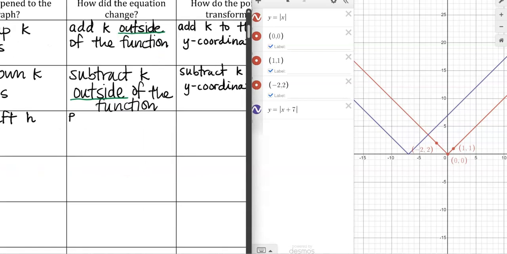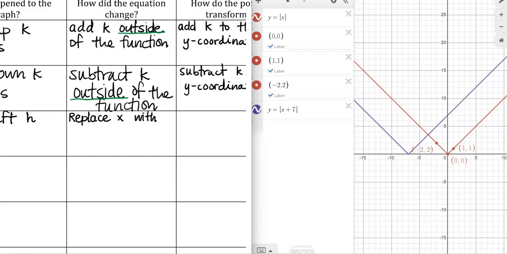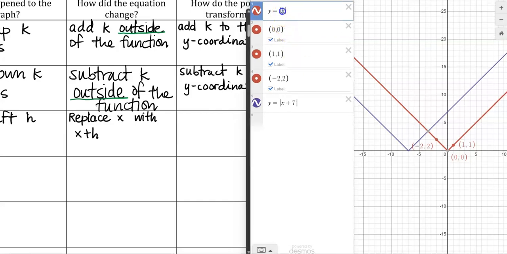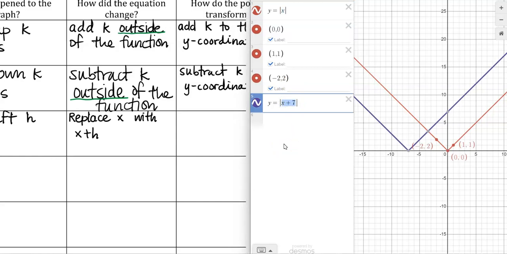Well, what happened is we replaced x with x plus h, right? Where there was an x right here on the inside of this absolute value function, this x that I'm highlighting, there has now been replaced with an x plus 7. And I'm choosing to say that I could have written something like added 7 on the inside of the function, or added h on the inside of the function.